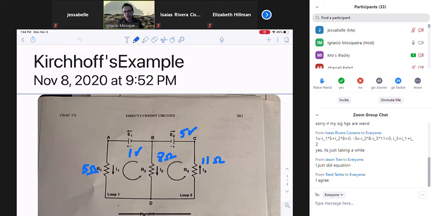Does everybody agree with Isaias? He wrote the equations there. Anybody else got something different for the equations? I'll just wait a couple more students.